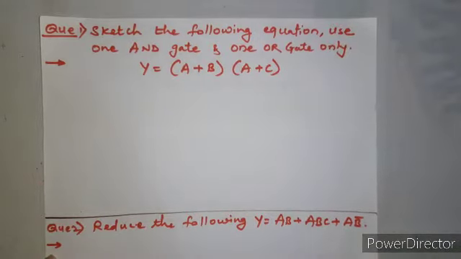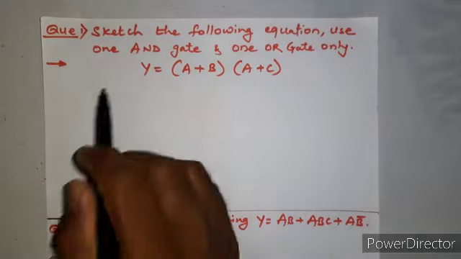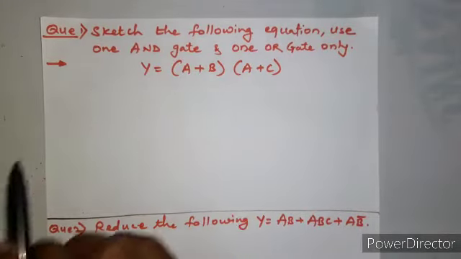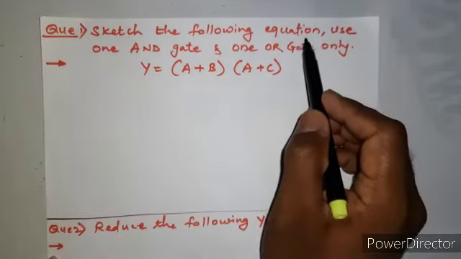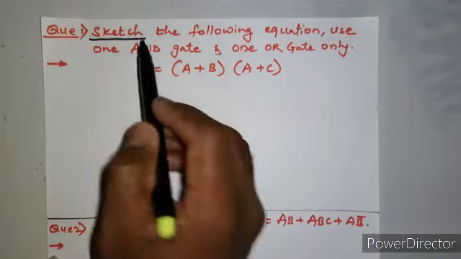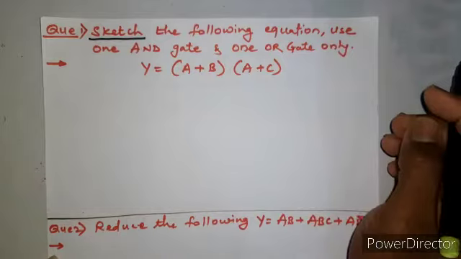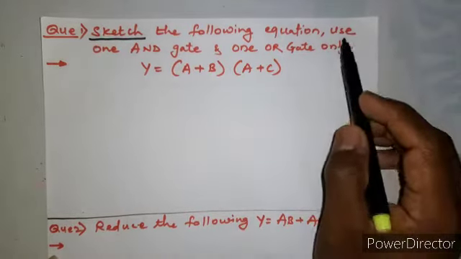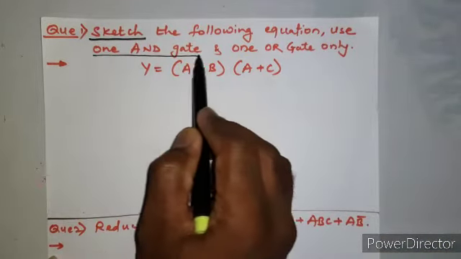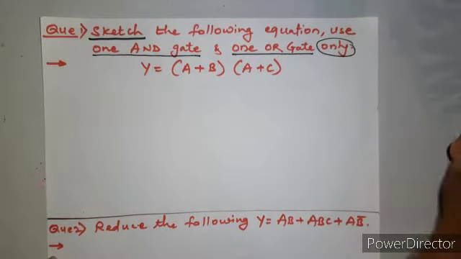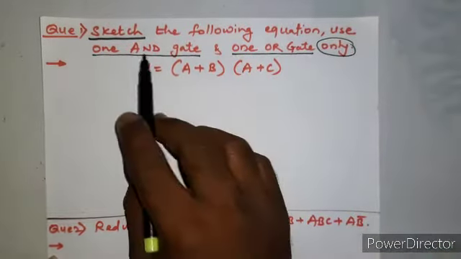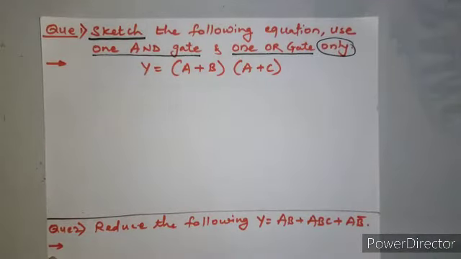So you can see this question. You may have this question for 2 or 4 marks. The question is, sketch the following equation. Sketch means you are supposed to draw with the help of gates. Use one AND gate and one OR gate only. So they are saying you have to use only one AND gate and one OR gate.